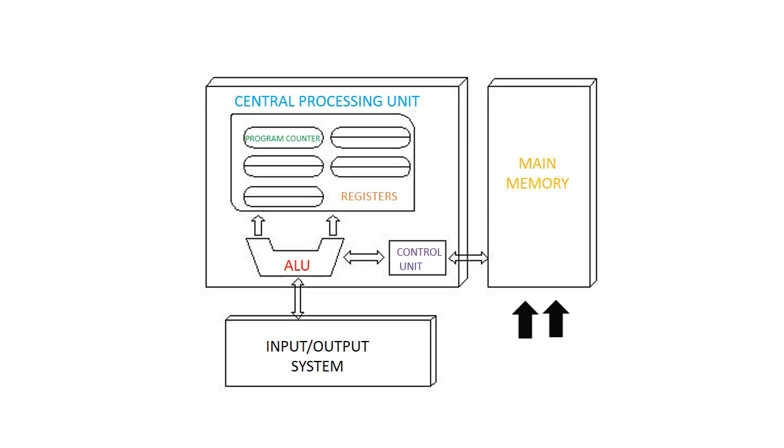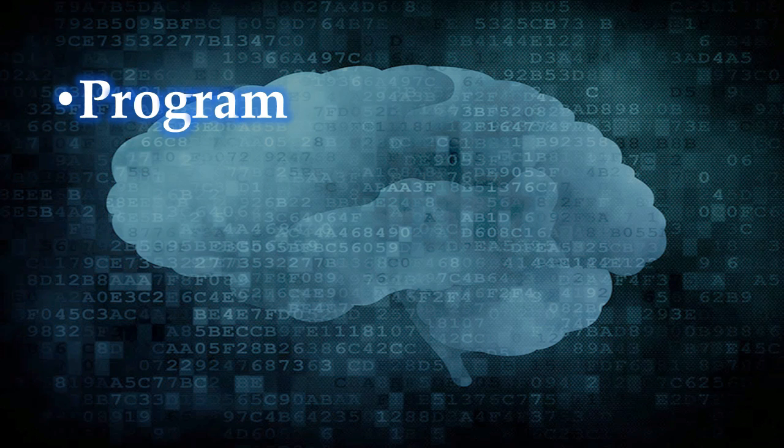Our second hardware system is main memory that stores data. The third is the input and output system that moves data between the computer and its external environment.